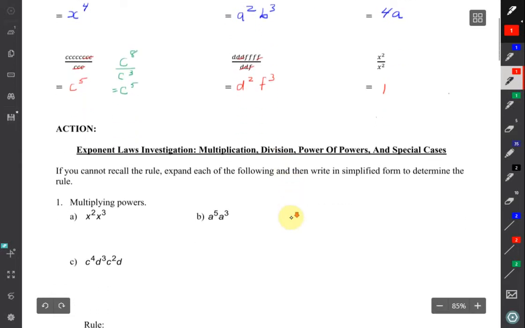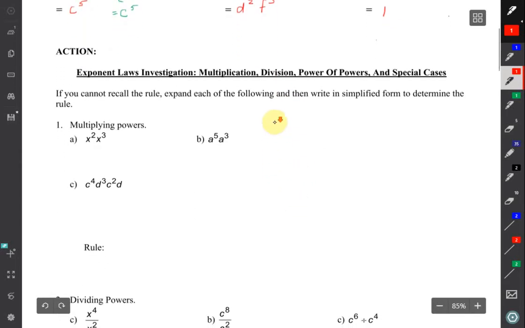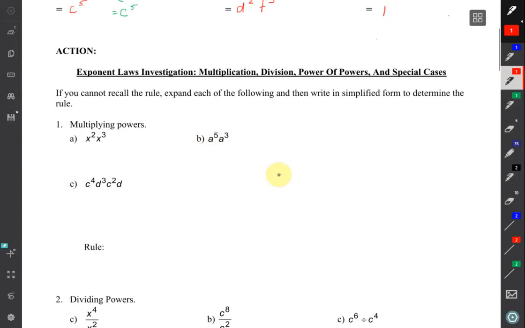Next, what I would like you to do is go through this section of the action where it reviews the laws for working with powers of the same base and what to do with the exponents. And there's different situations I want you to go through and see if you recall how to do these or simplify them, and then what the rule would be.